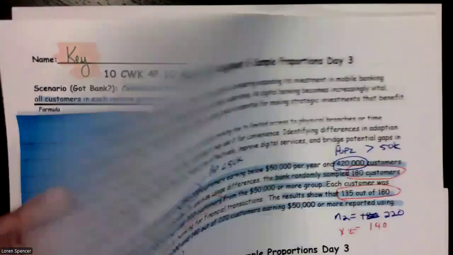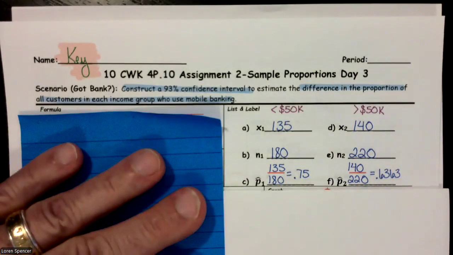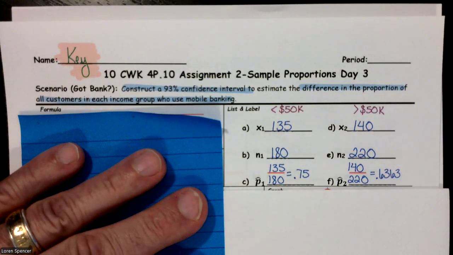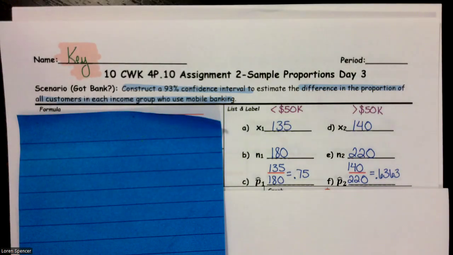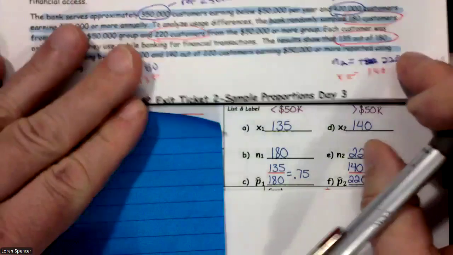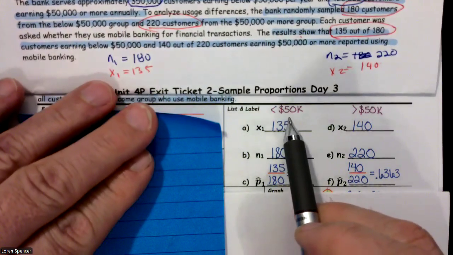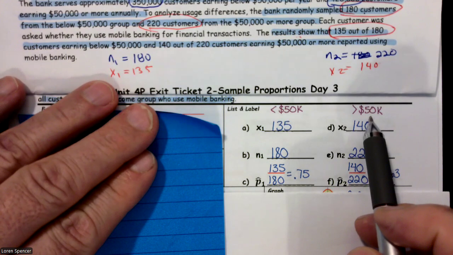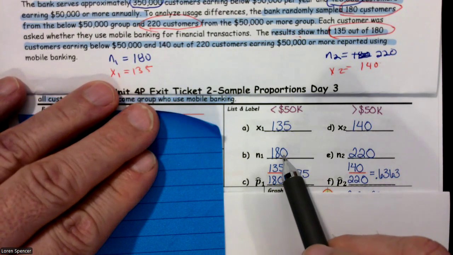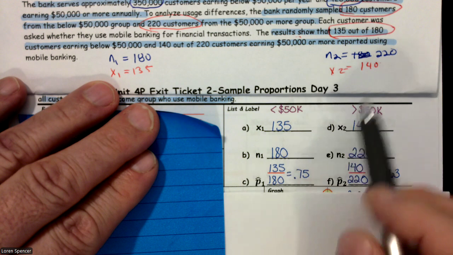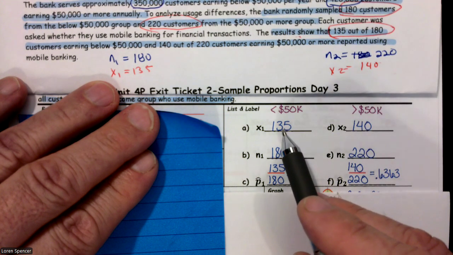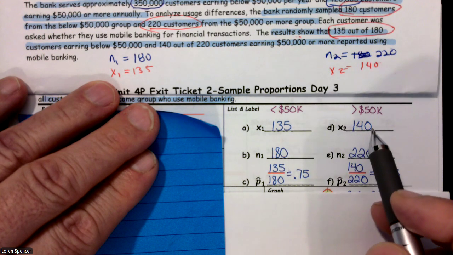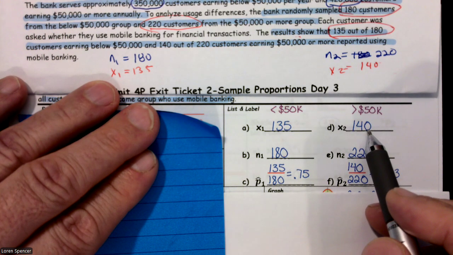Let's look at our question. Construct a 93% confidence interval to estimate the difference in the proportion of all customers in each group who use mobile banking. Looking back at what we said, we had two groups, the group earning less than 50,000 and the group earning more than 50,000. We had a sample size of 180 versus a sample size of 220, and 135 said that they would, and 140 over here said that they would.